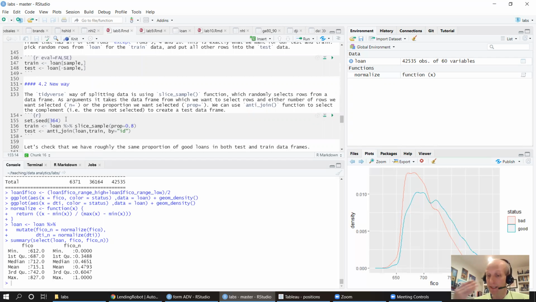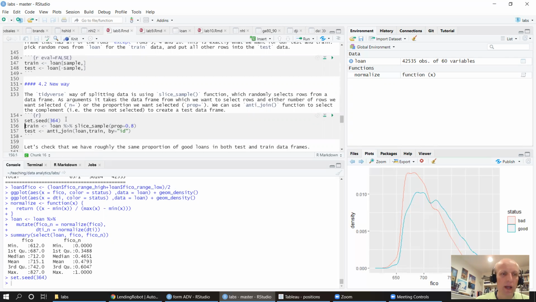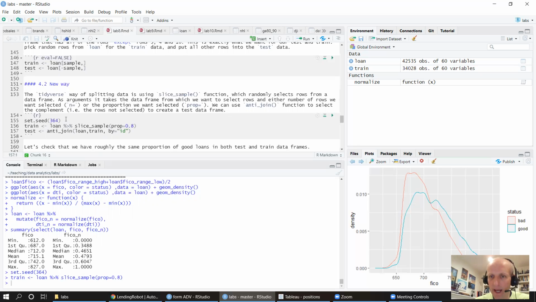Let's set seed. We'll always do that. We'll set seed so that we all get the same random values, and let's use the function slice sample. Slice sample basically samples from a data frame. It takes as an argument a data frame, and we can specify what proportion of the original data frame we want to sample. In this case, we're going to choose 80%. We could also specify the number of samples we want to draw, but here let's do 80%. So that's going to be our training data set. You could see it has 34,000. That's 80% of 42,000.